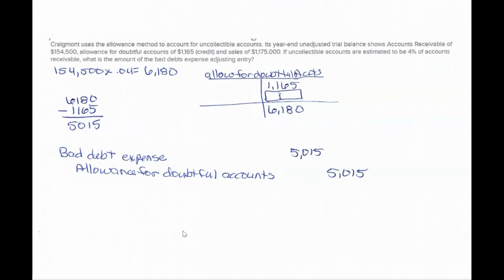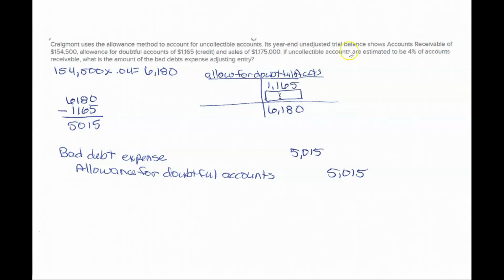And then finally the last one for the midterm review. Craigmont uses the allowance method to account for uncollectible accounts. Its year-end adjusted trial balance shows accounts receivable of $154,500. Allowance for doubtful accounts is a $1,165 credit balance, and I wrote that right here in the T account. And then sales of $1,175,000. If uncollectible accounts are estimated to be 4% of accounts receivable, what is the amount of bad debt expense in the adjusting entry? So we're looking for 4% of accounts receivable.